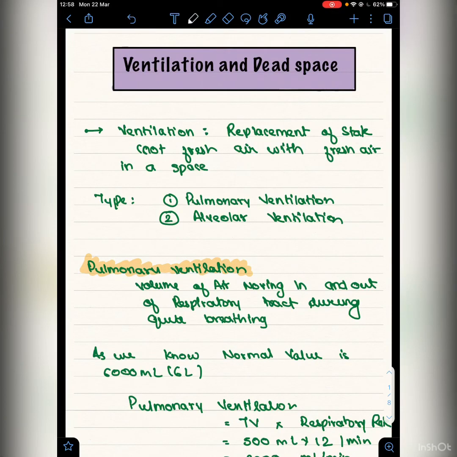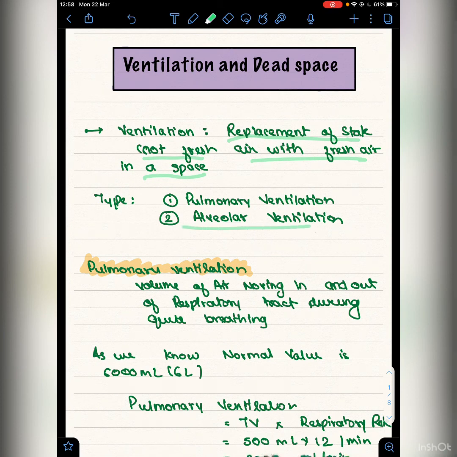Hello everyone, so let's start our pulmonary section and continue with ventilation and the dead space. It is a clear thing that ventilation is the replacement of stale or non-fresh air with fresh air. Similarly it occurs in the body. When a person inspires, he brings in fresh air.